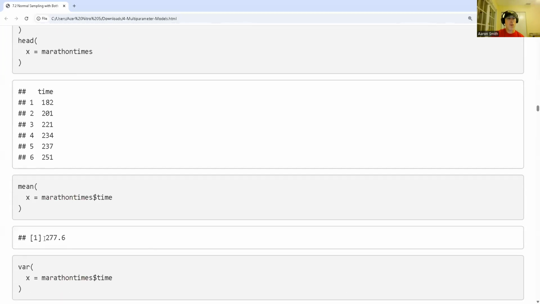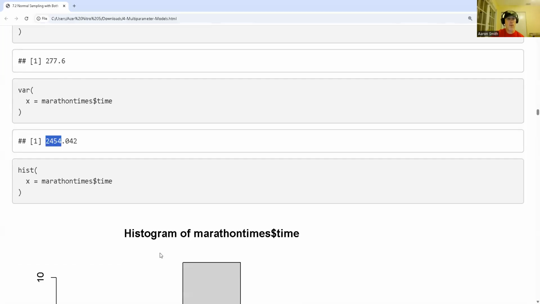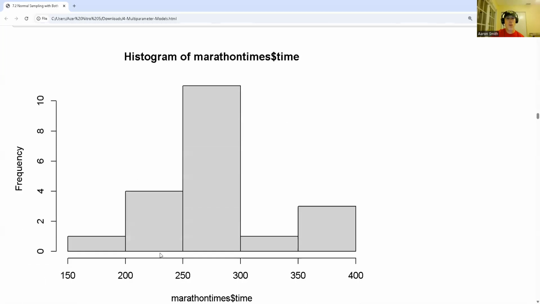What's the average? Okay, so we can see that it takes over 4 hours for most people to complete their marathon, or for this sample to complete their marathon. What's the variance of this? Okay, so 2450, about that. And let's go ahead and look at the histogram of times.